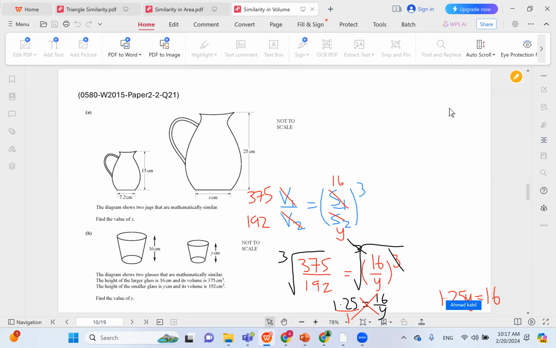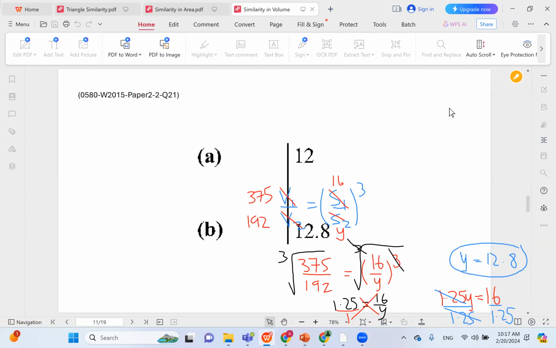So we divide on both sides by 1.25. We cancel these out, and 16 divided by 1.25 gives us 12.8. So y equals 12.8. This is the final answer. And 12.8 is the correct answer in the marking scheme as well.